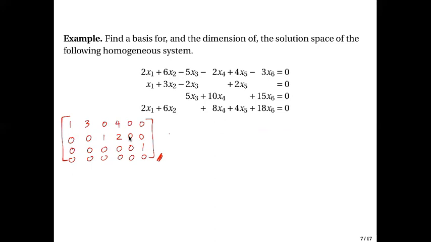So you have x1 plus 3x2, and then plus 4x4. This is equal to 0. For the second equation, we have here x3 plus 2x4. This is equal to 0. And then for the third equation, we just have x6 equals 0.